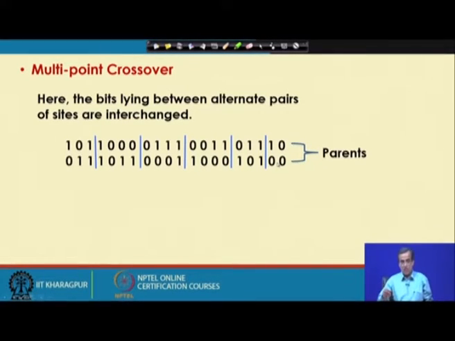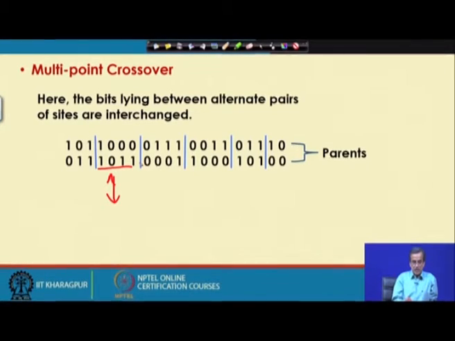Now, let us see how to find out the children's solution from these two parents. The principle is very simple. Now, what we do is, first we concentrate on the leftmost crossover site, that means this particular crossover site, and the bits which are lying on the left hand side of the first crossover site, there will be no change, and for the bits which are lying between the first and second, there will be some swapping.